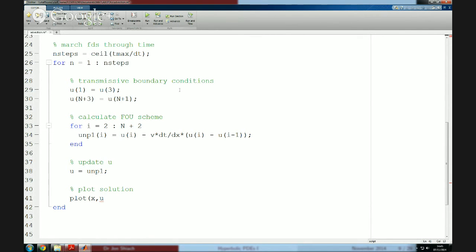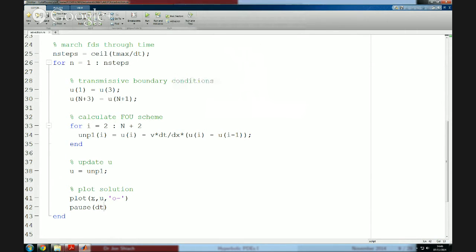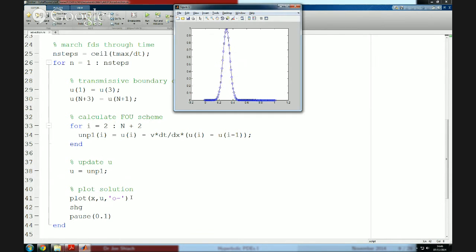Okay, let's use the circles and lines. And I'm going to pause it for a short period of time. Okay, let's see if that works. There we go. You see that? I'll increase the pause so it goes a bit slower. Okay. And what I can do is just make sure it's shown. Okay, so as you can see, it starts off on the left and propagates down the channel.